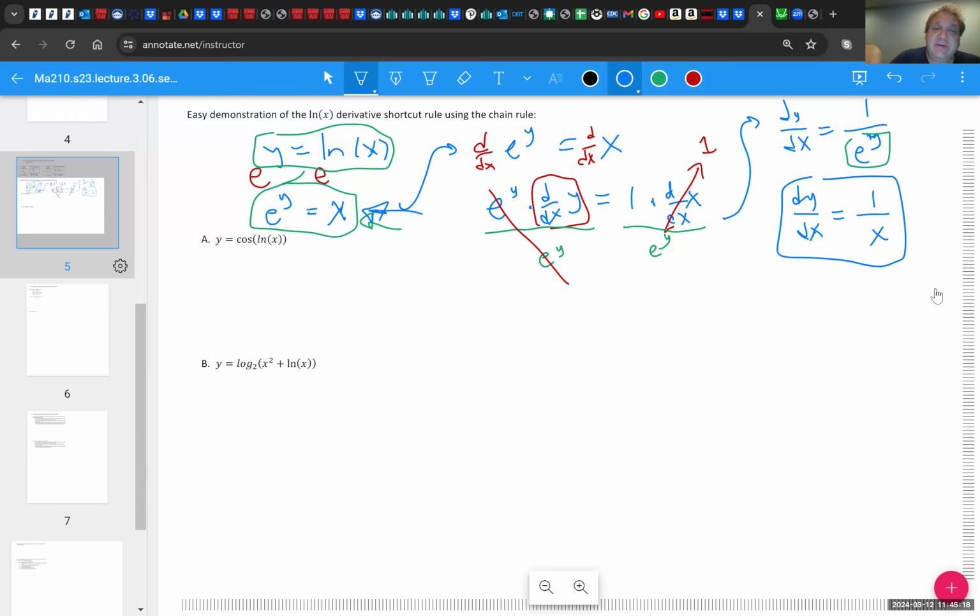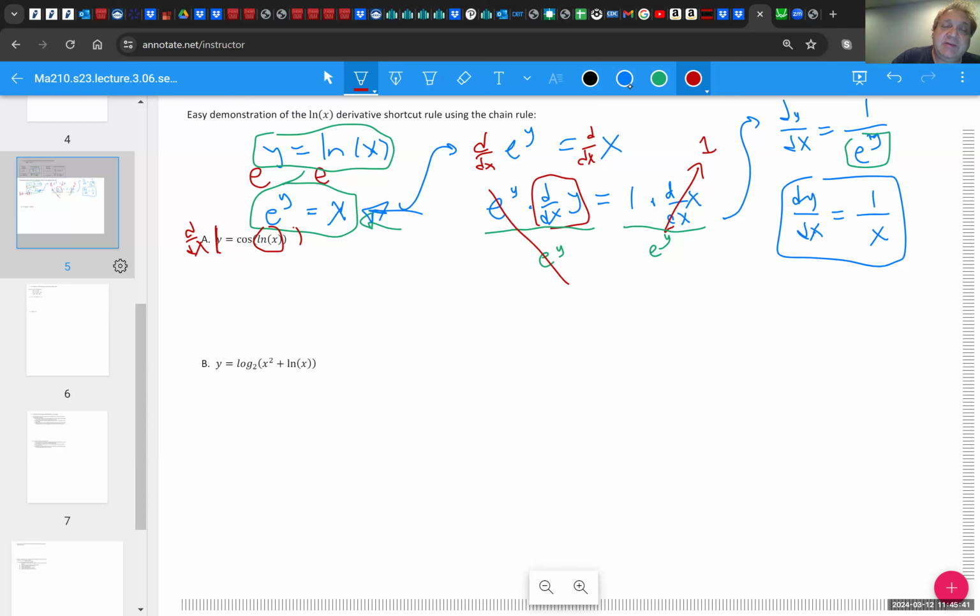Example A, I have y equals cosine ln x. So we have our traditional inside function here, and we have cosine as our outside function. So I'm differentiating cosine of thing. And so I'm going to differentiate both sides. I'll take the derivative on the left-hand side, I'll take the derivative on the right-hand side. I'll just make a big parenthesis to say I'm doing it on both sides.